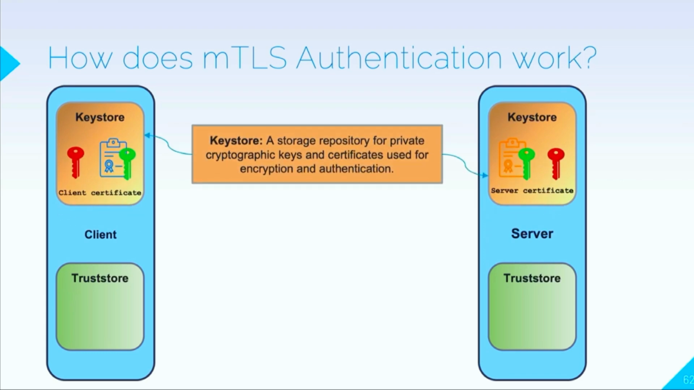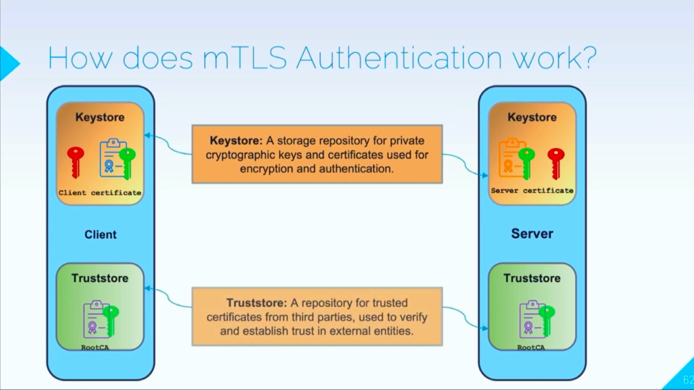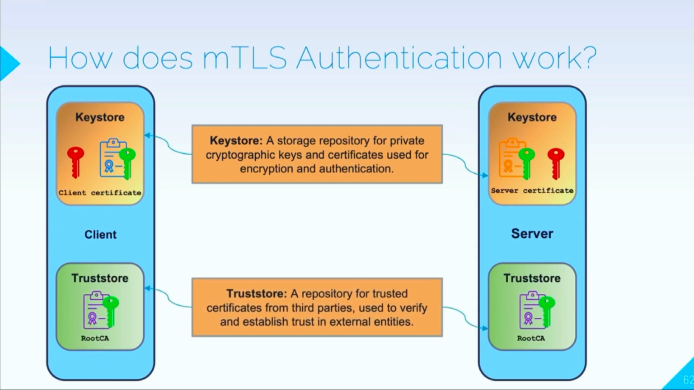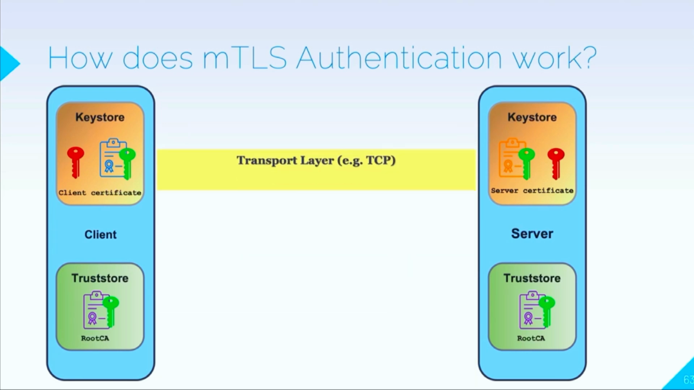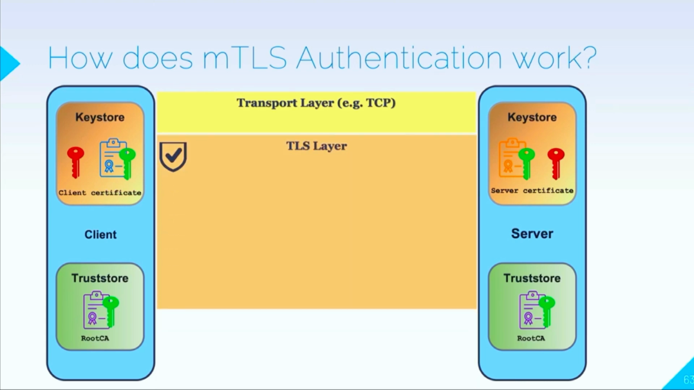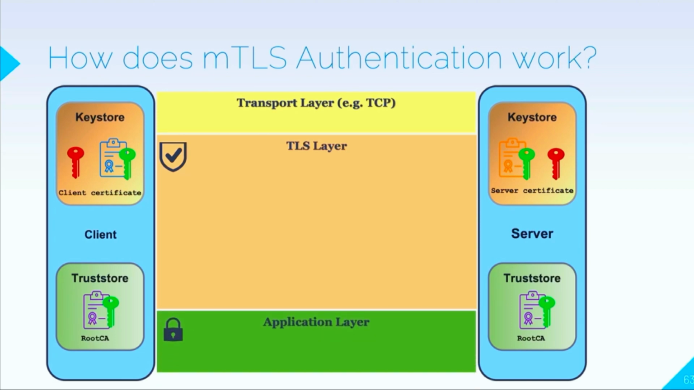A key store holds the public and private keys of the certificate and includes the entire certificate chain if there is one. On the other hand, a trust store contains trusted root certificate authorities. These are used to validate the signatures of incoming certificates. The TLS protocol operates on top of a reliable transport protocol, like TCP. After that, we have the TLS layer, where mTLS takes place, and then on top we have the application layer.